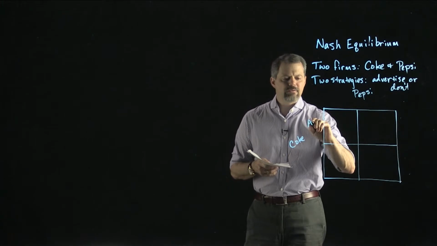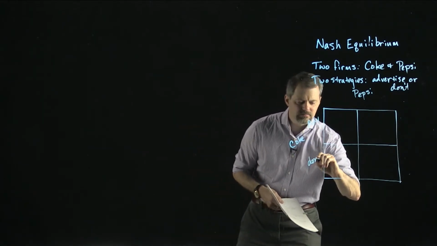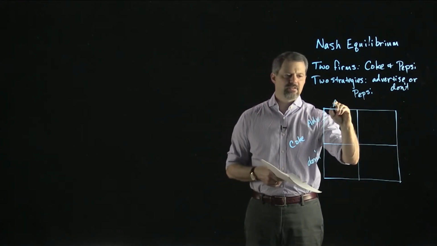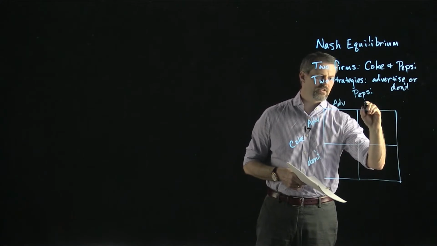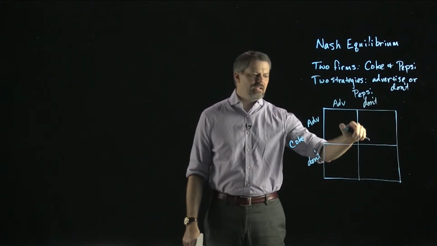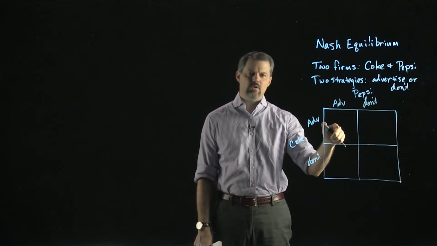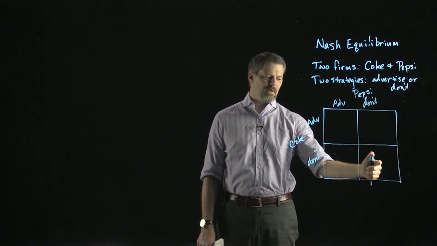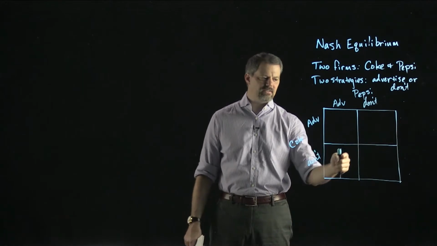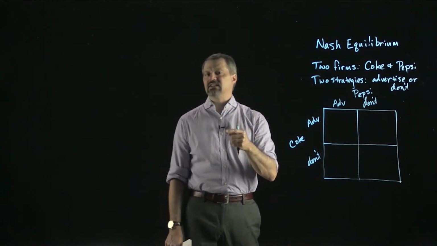So let's suppose the first strategy for Coke is either advertise or don't advertise. Let's suppose that the first strategy for Pepsi, advertise, second one, don't advertise. So now this box right here would correspond to the outcome if Pepsi advertised and Coke advertised. This box would correspond to the outcome if neither advertised, and then these off-diagonal boxes would correspond to the outcome if one of them advertised and the other one didn't.